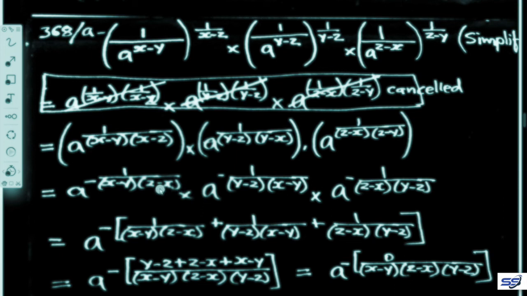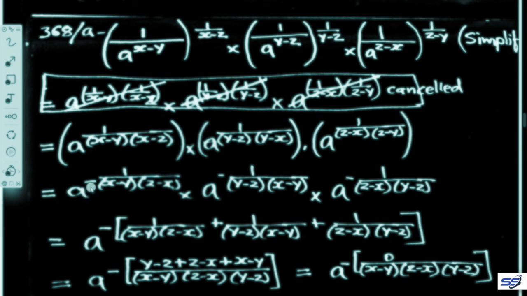On changing here, also here, a to the power minus 1 upon (y minus z)(x minus y). If this is inverted, here given in the beginning is y minus x and here given is x minus y. If this is inverted, then a minus sign comes in front. Same thing here also: here x minus z and here is z minus x. If it is inverted, a minus sign comes in front.